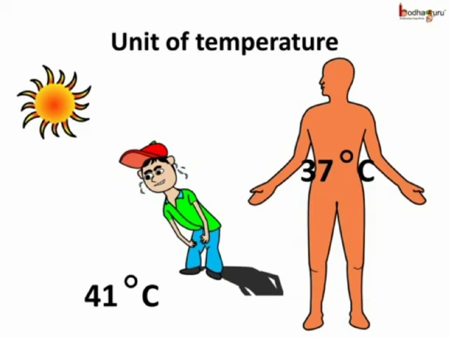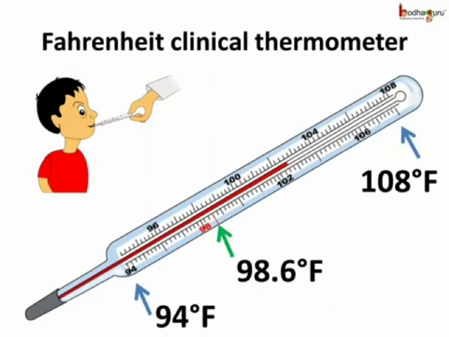The normal temperature of a human body is 37 degrees Celsius. When we have fever, it means our body is hotter than the normal. You must have seen or used the clinical thermometer used to measure the body temperature. If you look closely, you would find a scale starting from 94 till 108. Here F is written besides the scale. F stands for Fahrenheit. This is another unit of temperature, and our normal body temperature is 98.6 degrees Fahrenheit.